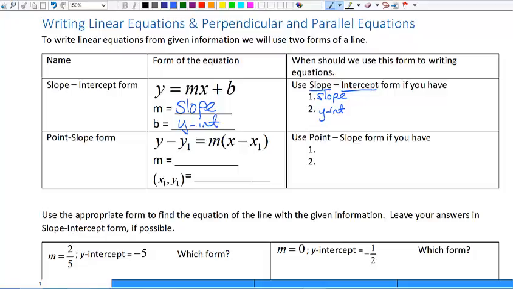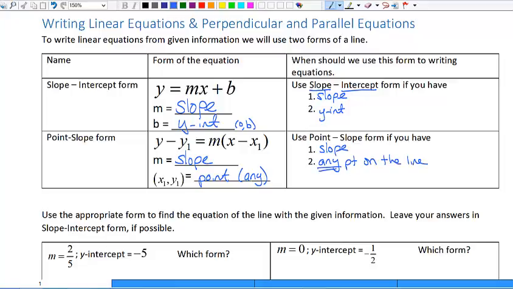Now, the next form is called point-slope form. y minus y1 equals m parentheses x minus x1, where m is again the slope, and x1 comma y1 is just any point on the line. Now the y-intercept is a point on the line, but the y-intercept is a special point, that's 0 comma b. But in point-slope form, you need a slope and any point. So again, to use point-slope form, you have to have a slope and any point on the line.